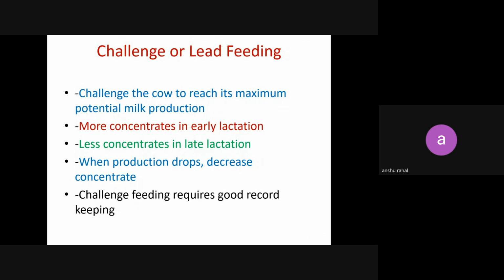Then challenge feeding also requires good record keeping so that you can prepare in advance to get the milk yield production from the animal and prepare its diet accordingly.